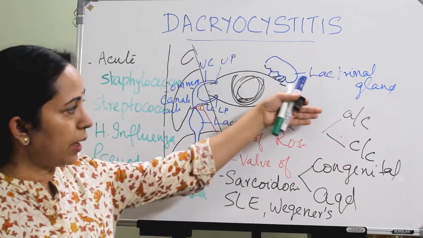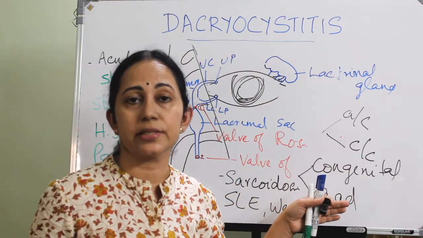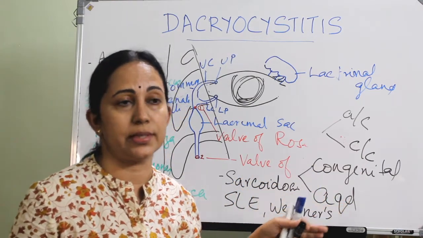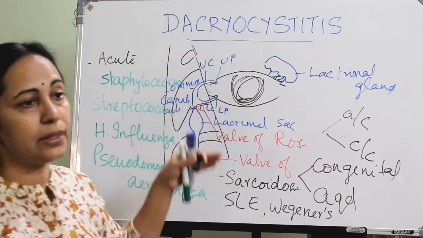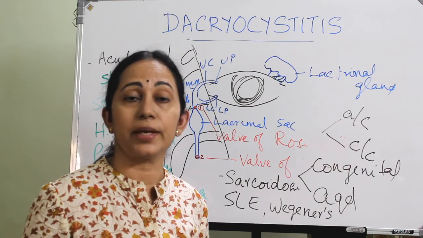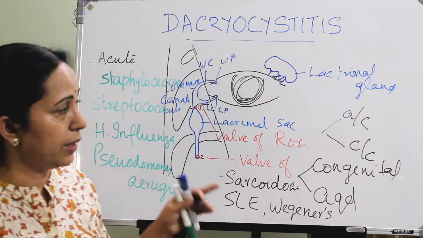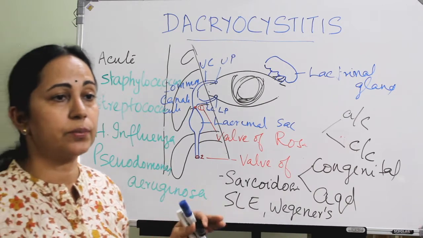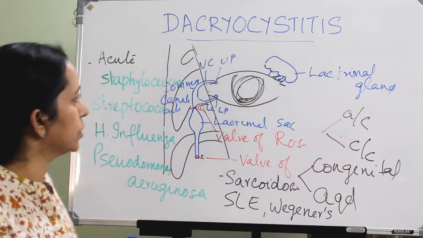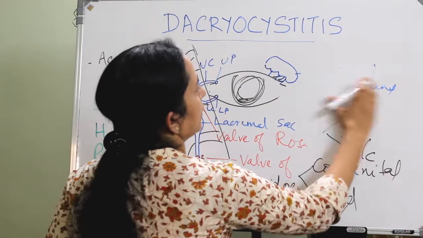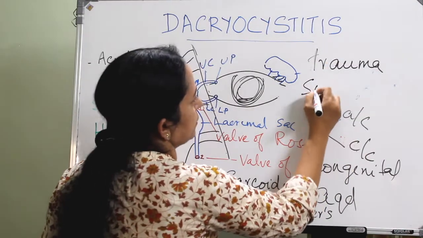Okay, so acute and chronic is over, and in acquired, what are the conditions or causes of acquired dacryocystitis? One is trauma to this area, and traumatic dacryocystitis is mainly seen with nasoethmoid fractures. Okay, again that's an MCQ. So nasoethmoid fractures are the most common cause of traumatic dacryocystitis. So one is trauma, and then surgeries.